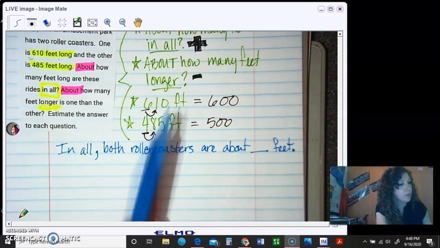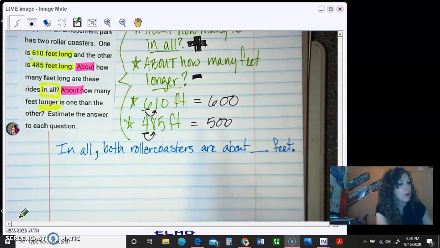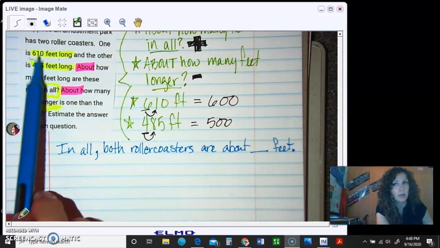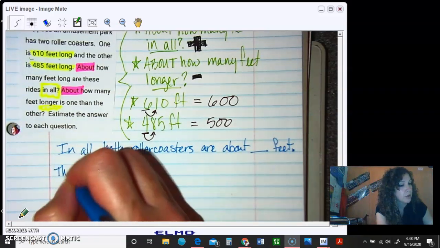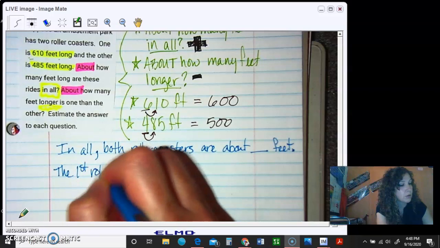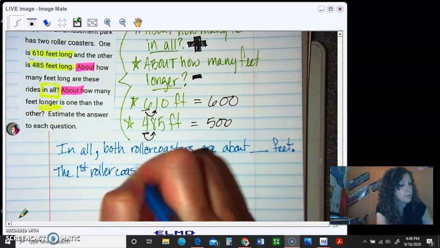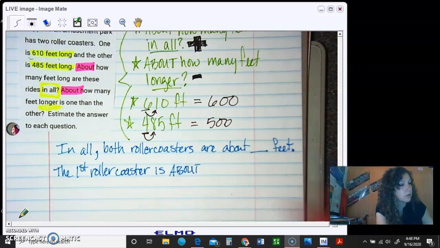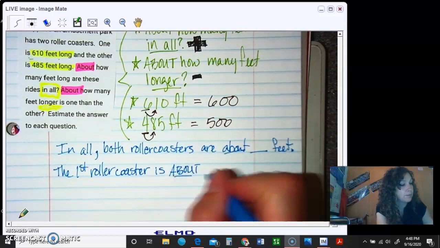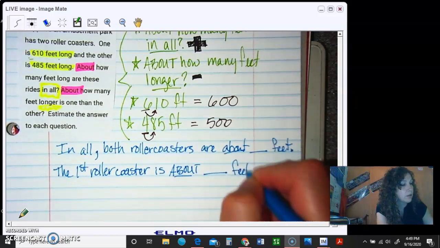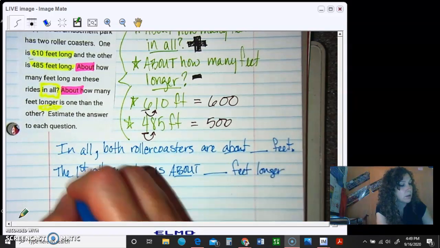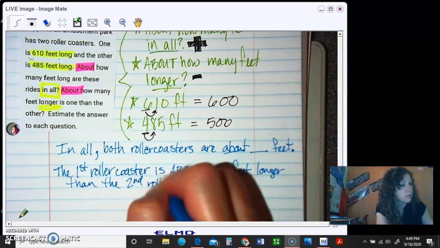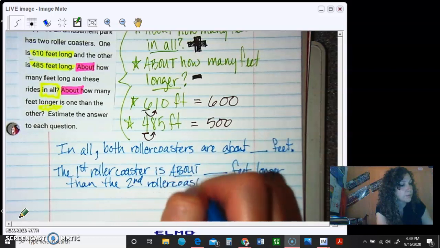Okay? And then the next one is about how many feet longer. So the first roller coaster is the longer one. You can tell by in the word problem. So the first roller coaster is about, let's see about there, about feet longer than the second roller coaster.